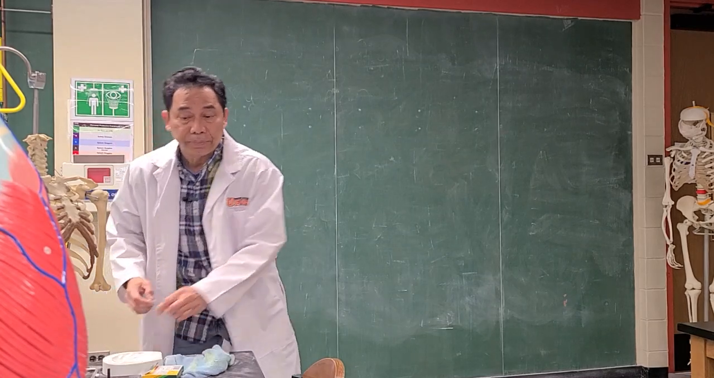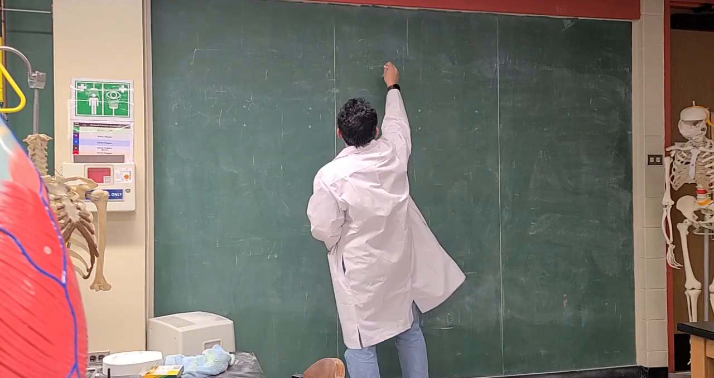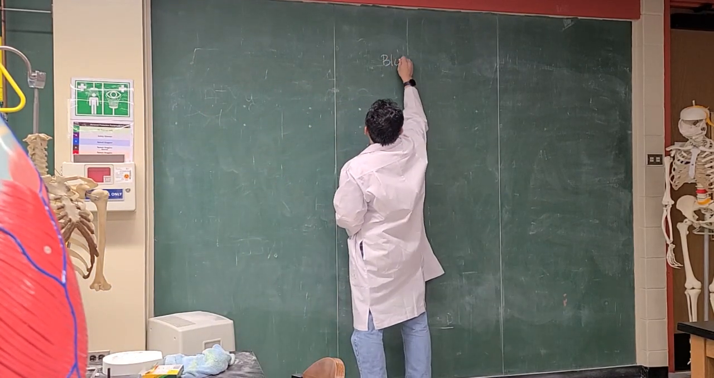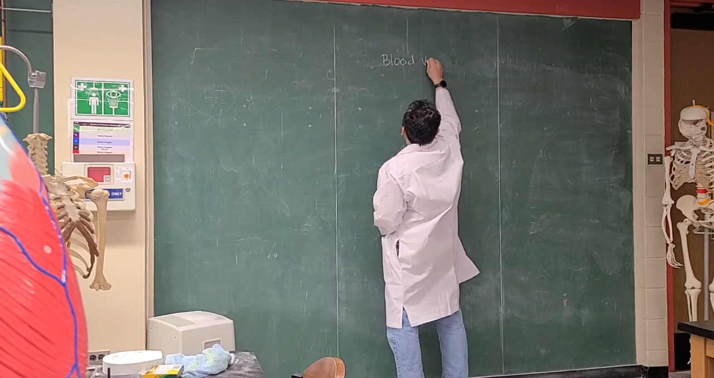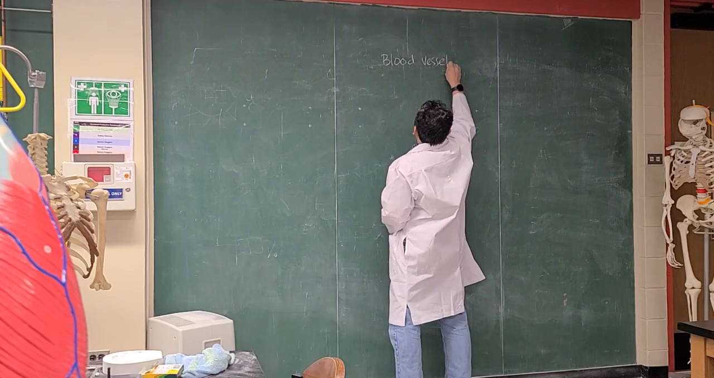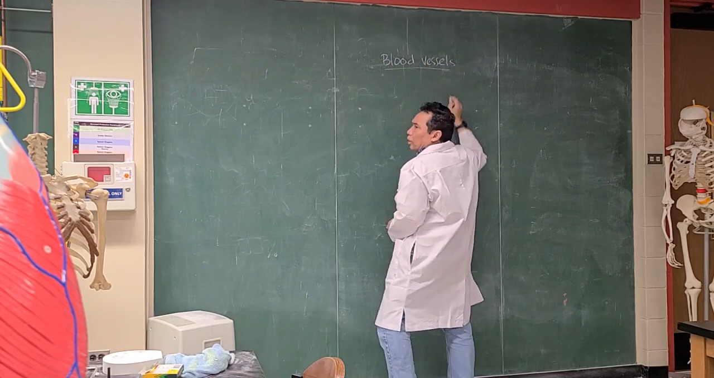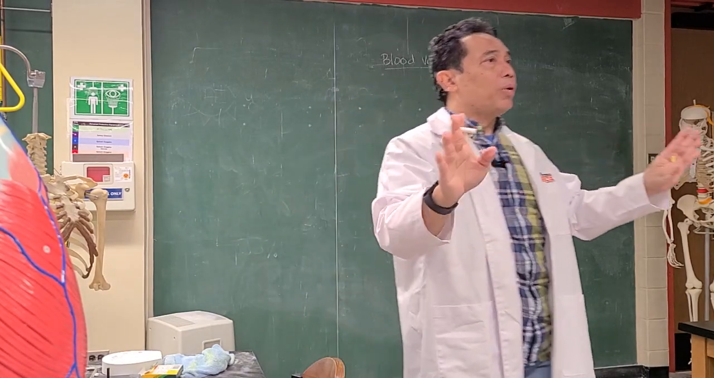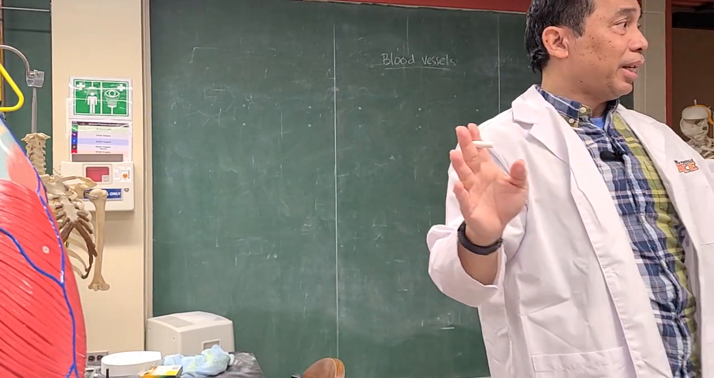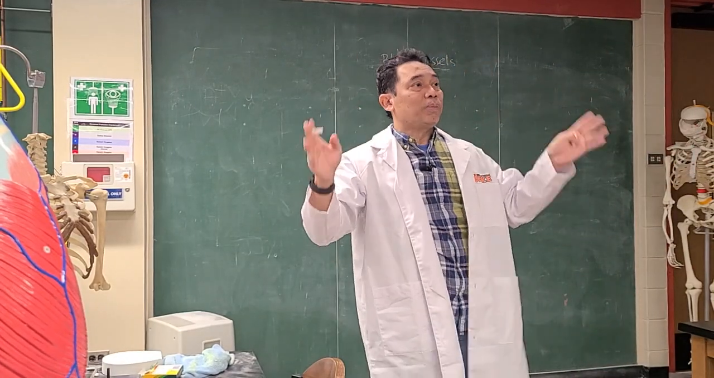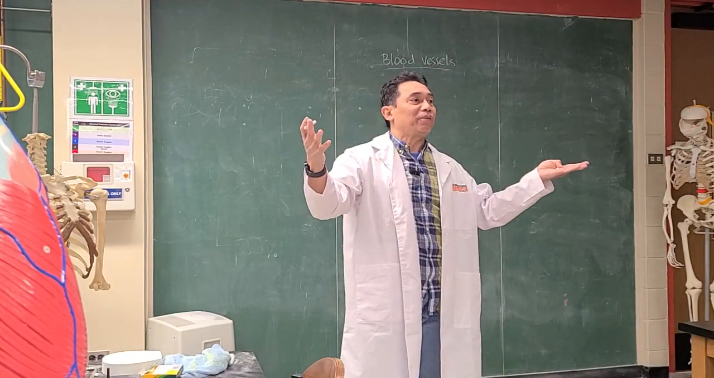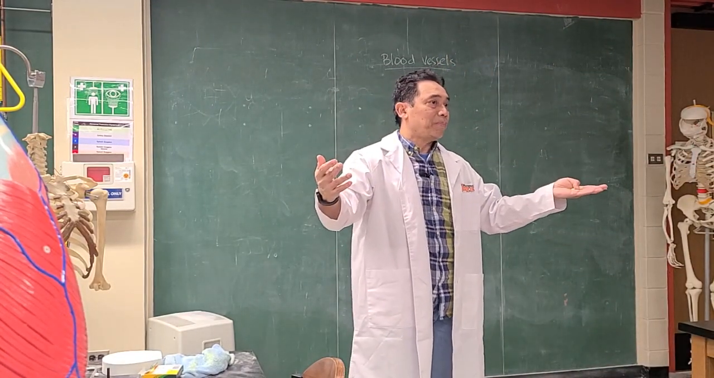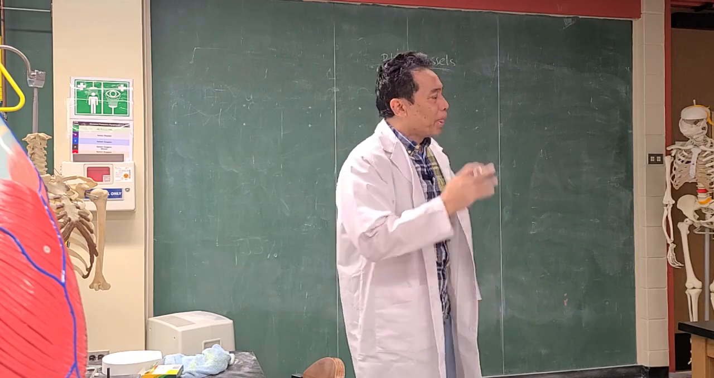So, blood vessels. We're going to talk about human blood vessels first. Later, we're going to compare with the pig's blood vessels. Okay, get it? We're going to talk about human blood vessels first, and then after that, we're going to compare with the pig. Okay? Now, blood vessels.